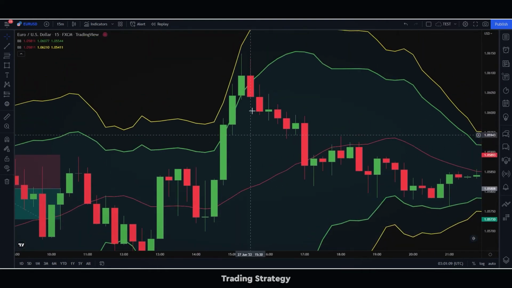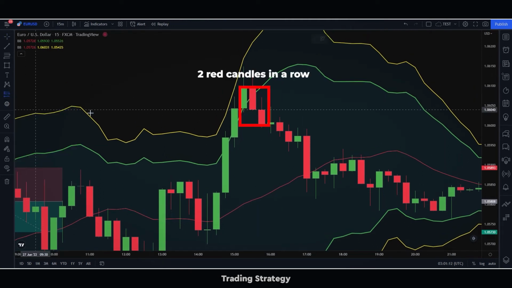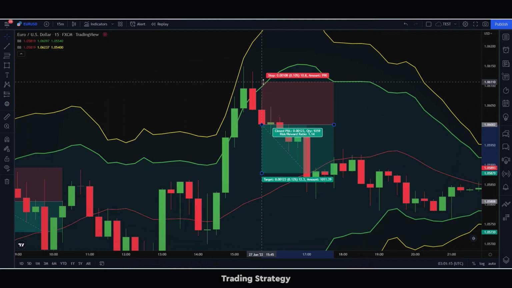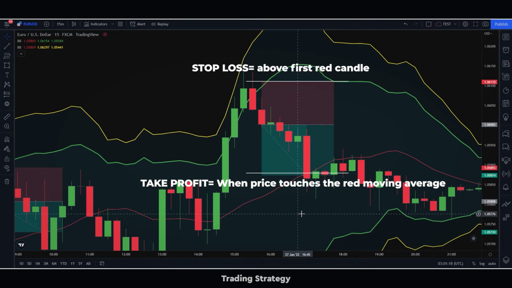To carry out a sell operation, we must wait for the price to be between the upper green and yellow bands. If this is true, we should see 2 red bars in a row. If this is also true, we will carry out the sell operation. We will place our stop loss above the first red bar and our take profit when the price touches the red moving average.